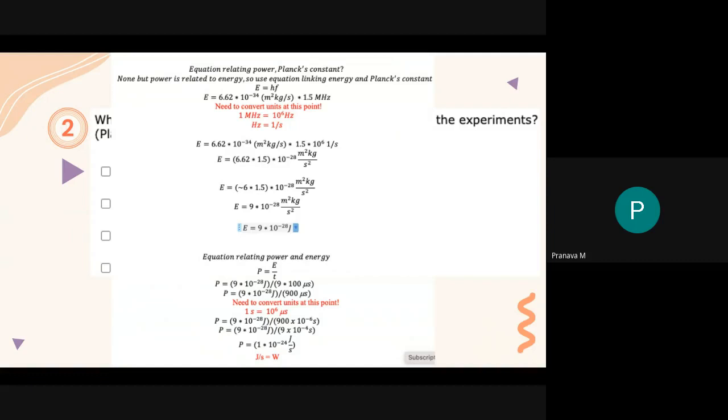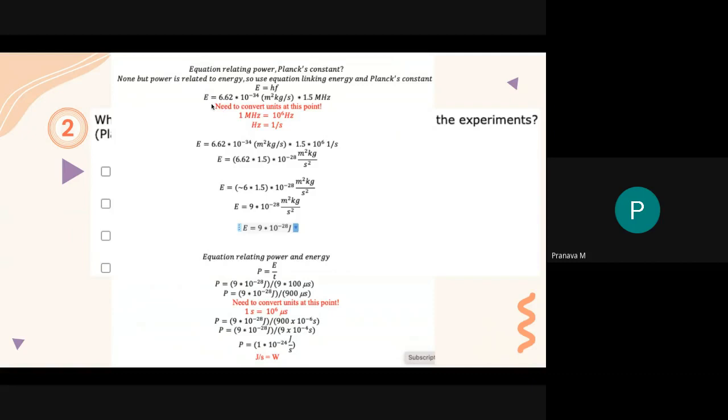So you have to use the equation linking energy, Planck's constant, and frequency, because that's the third relevant variable in this passage. So from the passage, you get that your frequency is 1.5 megahertz. So that's this part. And then the Planck's constant was given. So you use this to get the energy, and then you relate the energy to power down here. So it's a two-step, two-equation problem.